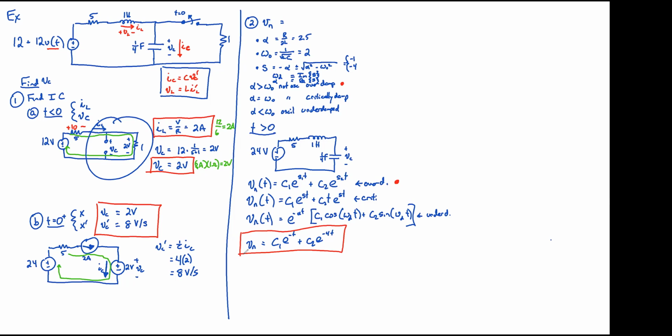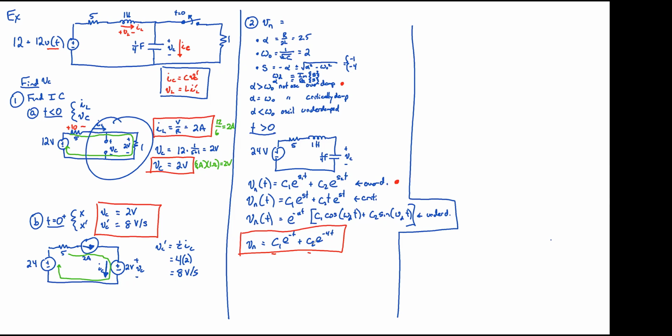Are those S values rounded or are they strict integers? For this particular problem, they're exactly equal to -1 and -4. Okay, thank you. But in general, they could be any number.